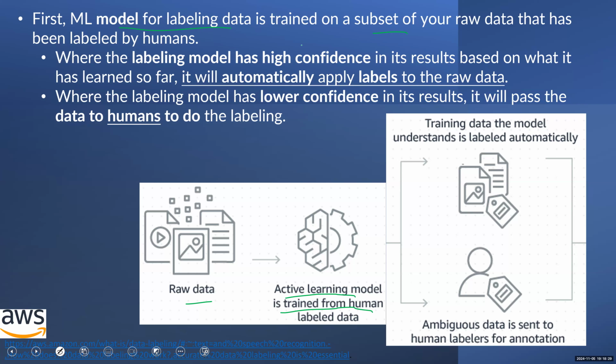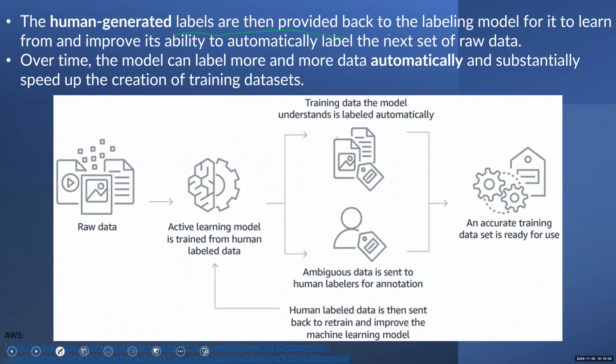So if the active learning model can feel that it is highly confident, then just go on. But if it feels lower confidence, so the weight is low, suspicions and so on, depending on the algorithm itself, then the active learning algorithm will send the data to humans to do the labeling. Ambiguous data is sent to human labelers for annotation. Our task is to check and make it better. The human generated labels are then provided back to the labeling model for it to learn from and improve its ability to automatically label the next set of raw data, because the training goes on and on, and with time the model can label more and more data automatically and substantially speed up the creation of the training data set.